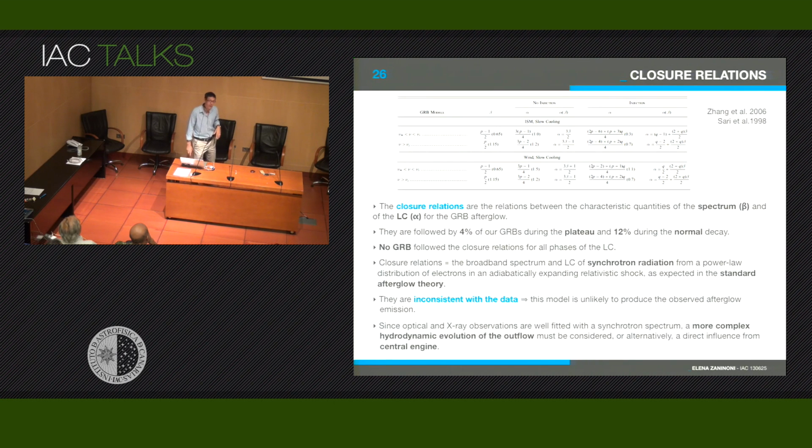Therefore, because the optical and X-ray observations are well fitted with a synchrotron spectrum, we need a more complex hydrodynamic evolution of the outflow to model our observations, or to consider the direct influence of the central engine.